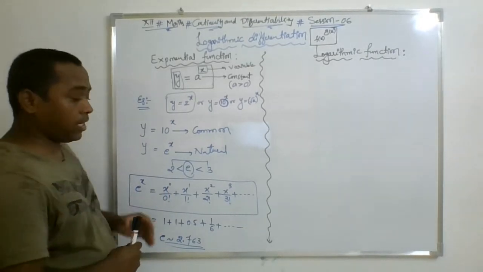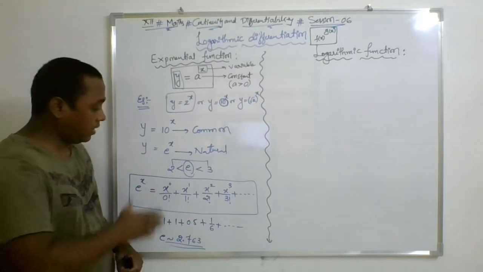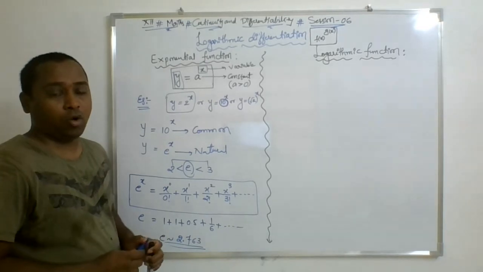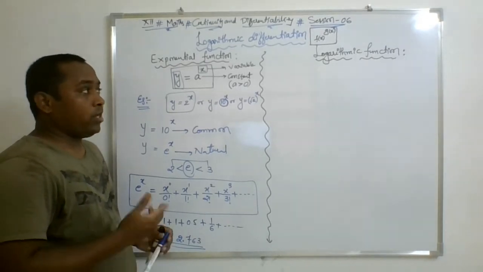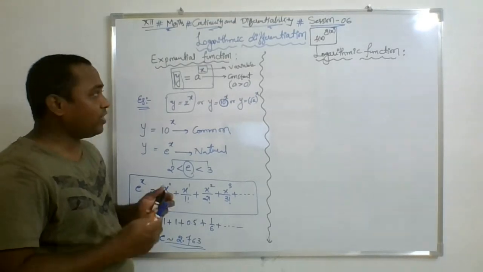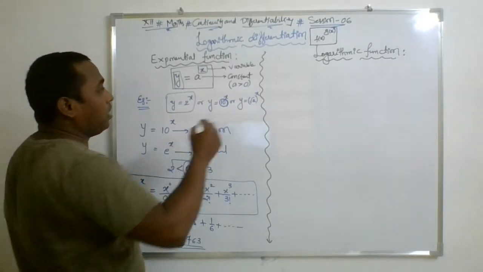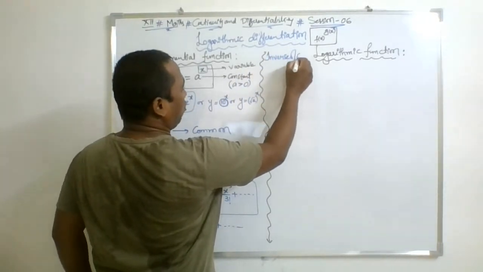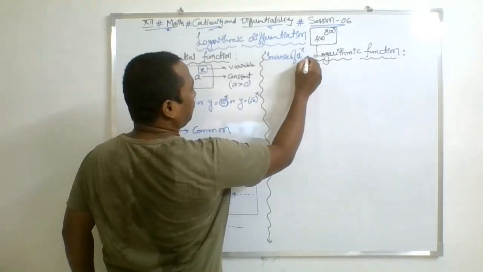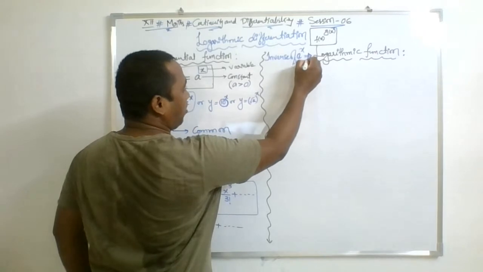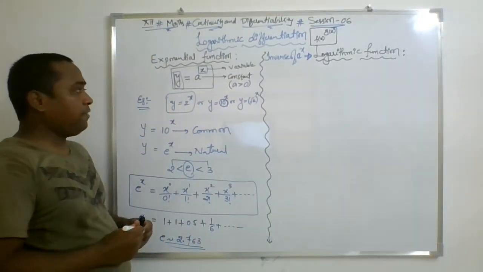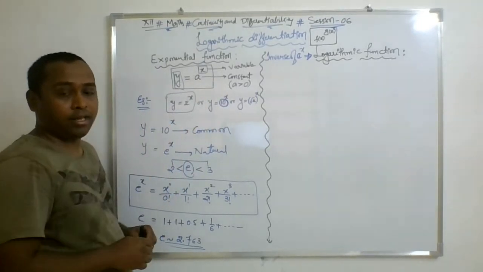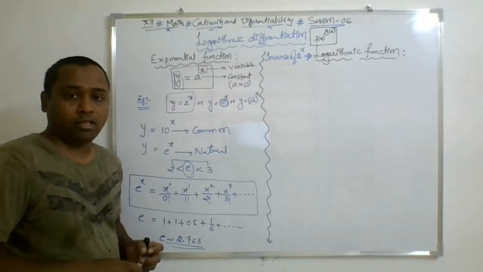So if you understood this concept, with the help of this Euler series and Euler number, we can simply understand the logarithmic function. So what is basically a logarithmic function? It's nothing but the inverse of the exponential function. It's called a logarithmic function. It means if y is a function of x, and you are expressing x as a function of y, then that function is called a logarithmic function.